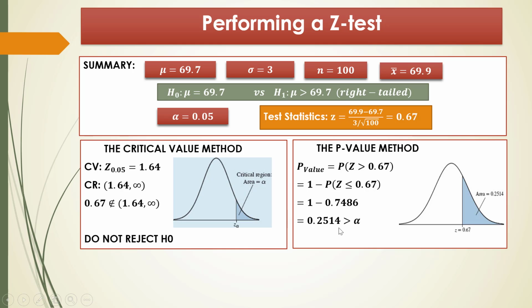Then the next step, we compare with the significance level. We see that the p-value here is 0.2514, which is greater than 0.05. So we do not reject H0. We reject H0 if the p-value is sufficiently small.